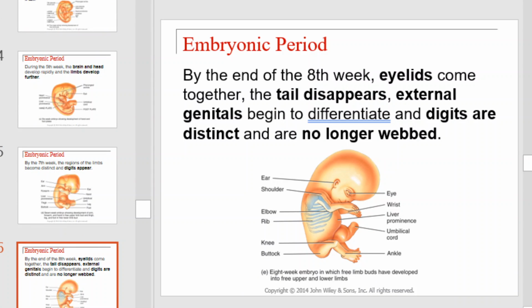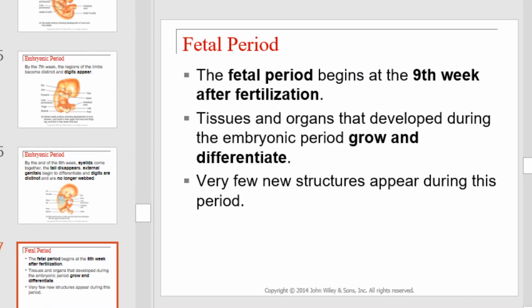By the end of the 8th week, eyelids come together. The tail disappears. External genitals begin to differentiate, and digits are distinct and no longer webbed. The fetal period begins at the 9th week after fertilization. Tissues and organs that develop during the embryonic period grow and differentiate. Very few new structures appear during this period.